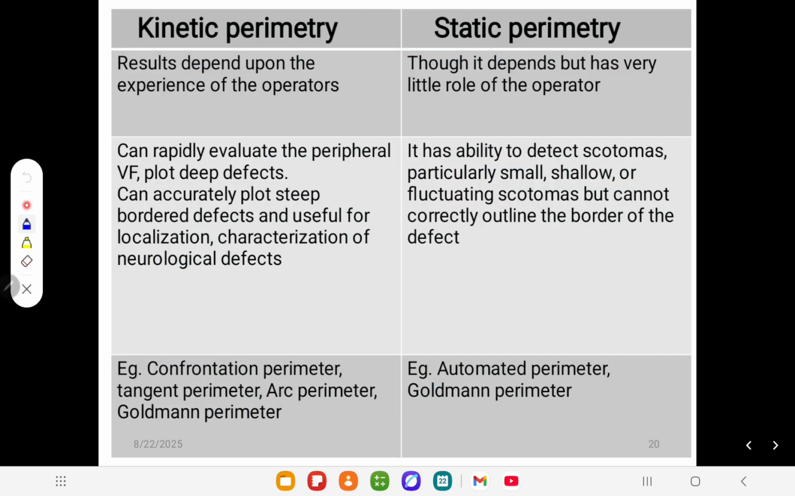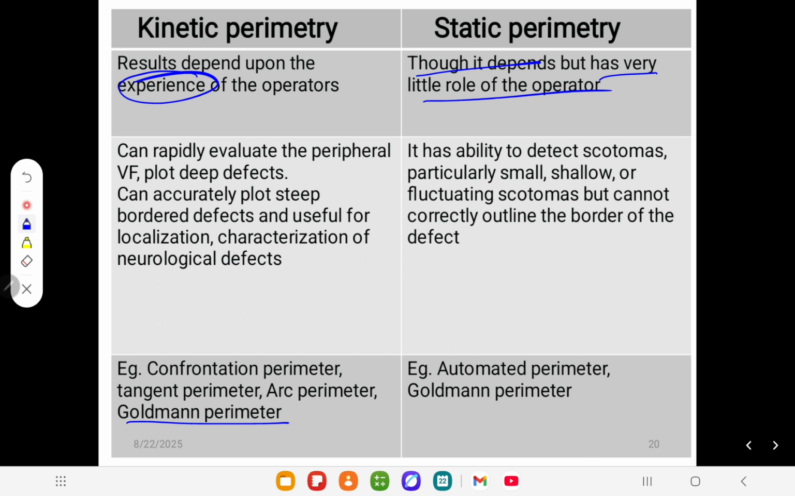Okay. So kinetic perimetry results depend on the experience of the operator. It's very important in case of kinetic, for example Goldmann perimetry. The examiner's experience is very important. But static perimetry, for example automated perimetry by Humphrey, though it depends on the experience, there is very little role of the operator.